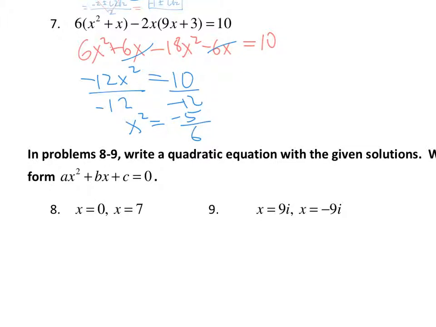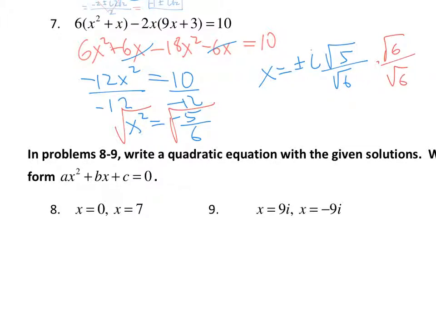We'll just throw the negative upstairs. Let's square root this. And so we have x equals, we've got a plus or minus. Now we got a negative, so we're going to have an i. We're going to have the square root of 5 over the square root of 6. We don't want to leave the square root of 6 down there. So multiply by the square root of 6 over the square root of 6 to rationalize the denominator. And that's going to leave us with x equals plus or minus i times the square root of 30, because 5 times 6 is 30, all over 6.